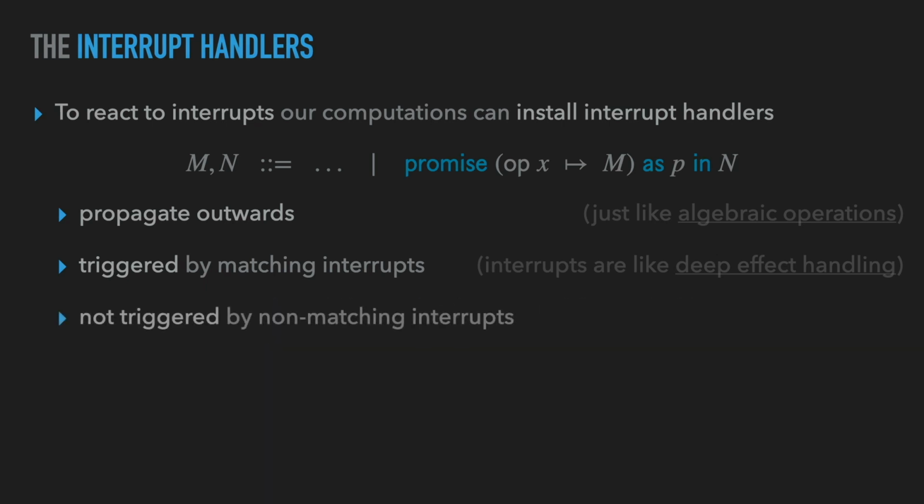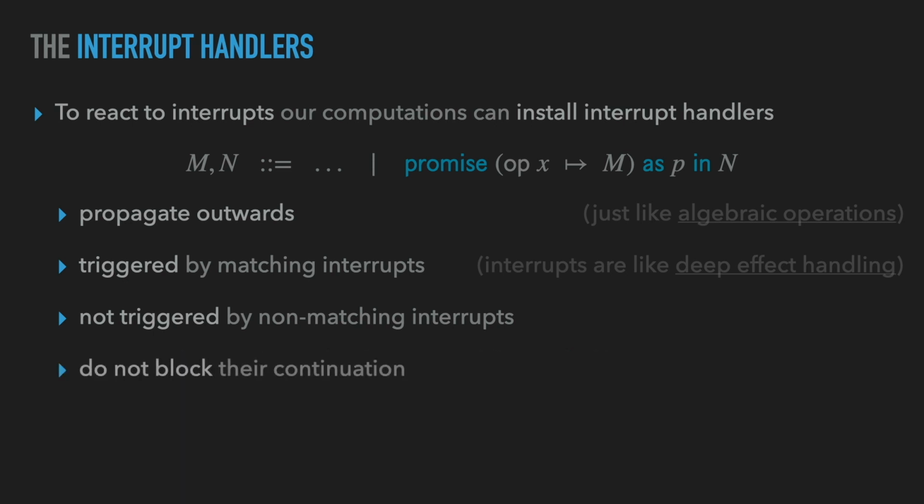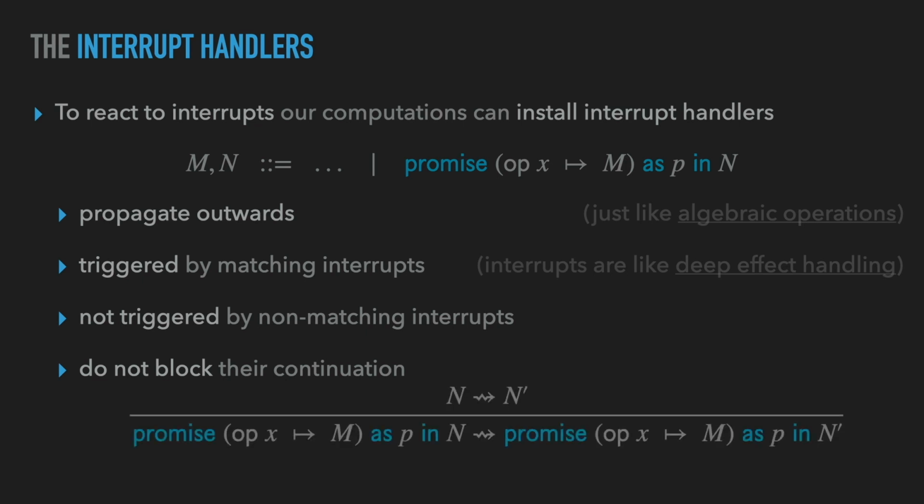And when this interrupt doesn't match the interrupt handler that it reaches, then the interrupt is simply propagated past the interrupt handler. And finally, these interrupt handlers do not block their continuation, so this allows for asynchronous computation, but at the cost of having to reduce open terms. But what saves us when proving type safety for this calculus is that this variable that we bind in the continuation does not get assigned an arbitrary type, but rather a distinguished promise type that denotes values that might not have been computed yet.